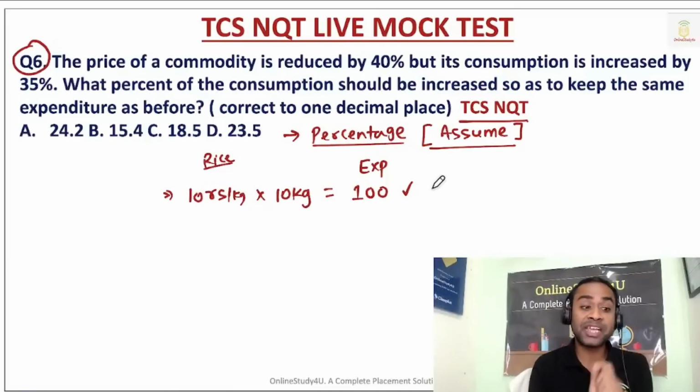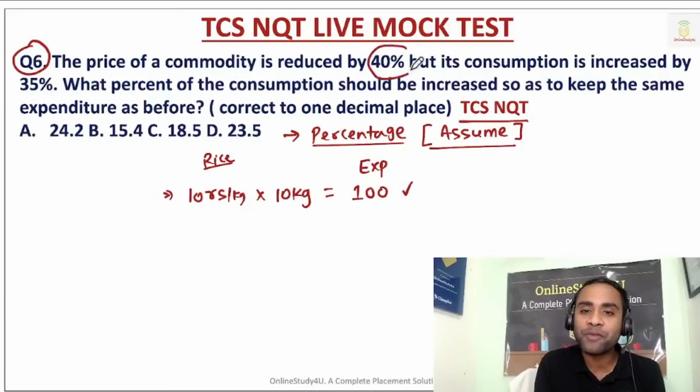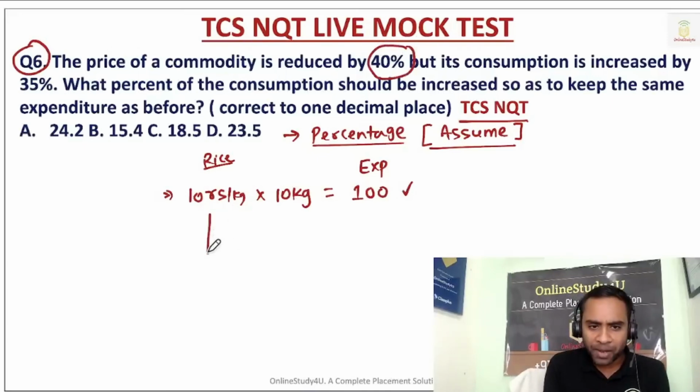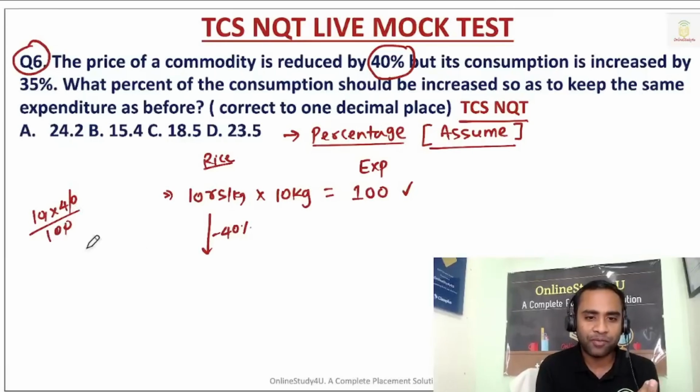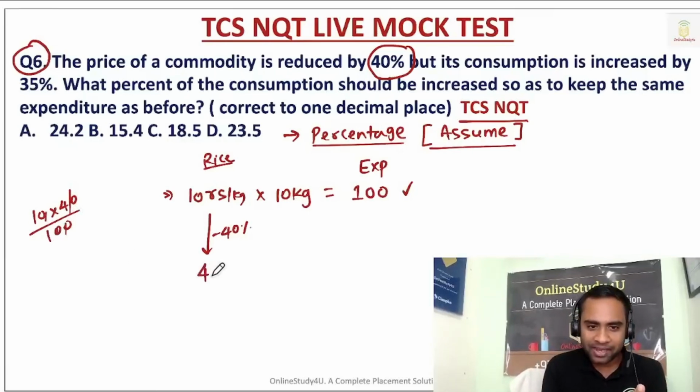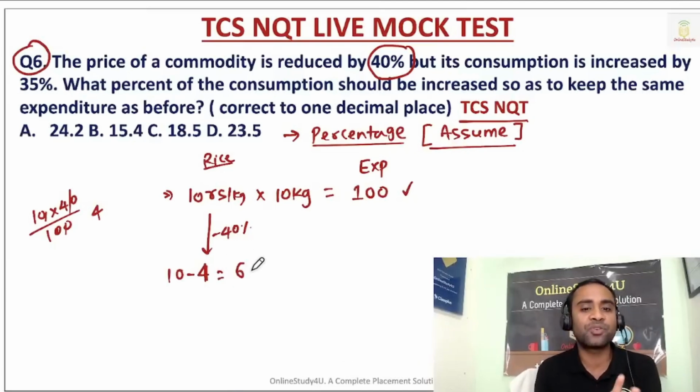But something happened. What happened? The price of a commodity is reduced by 40%. So what is the 40% of 10? 4 rupees. So now the price is reduced by 4 rupees. If 4 rupees will reduce, then the price of the rice will become 6 rupees per kg.